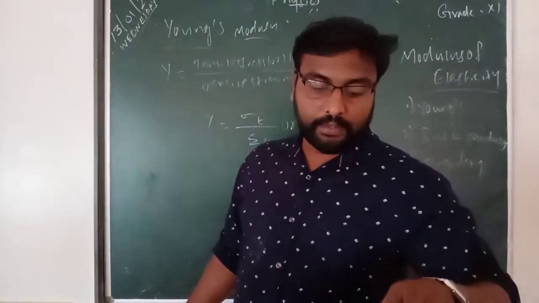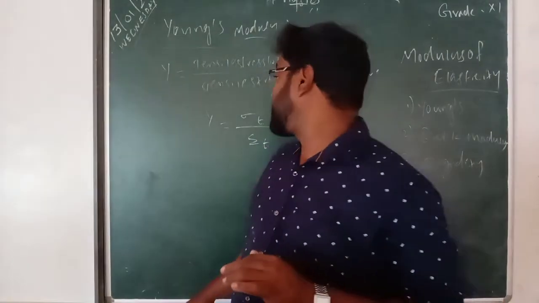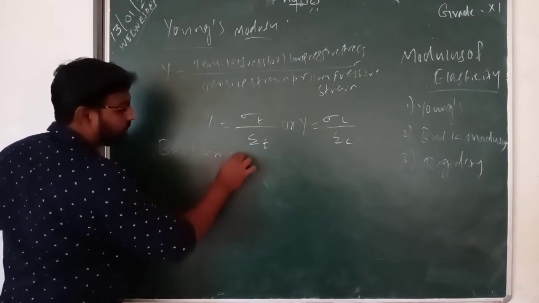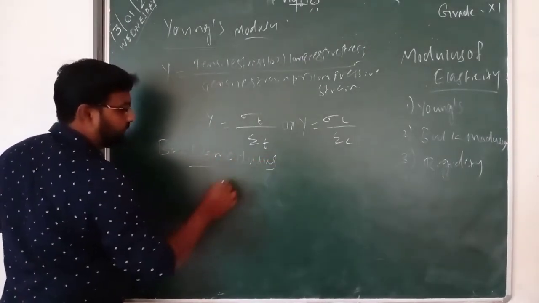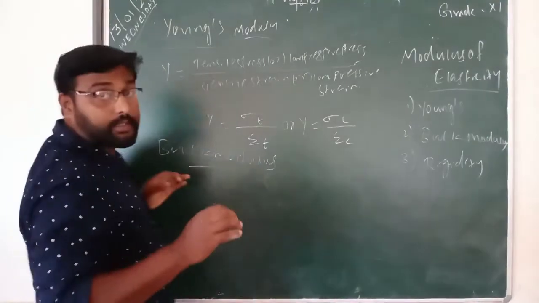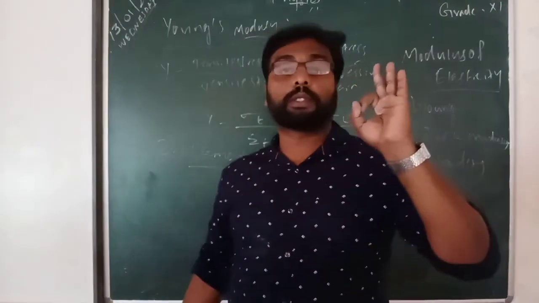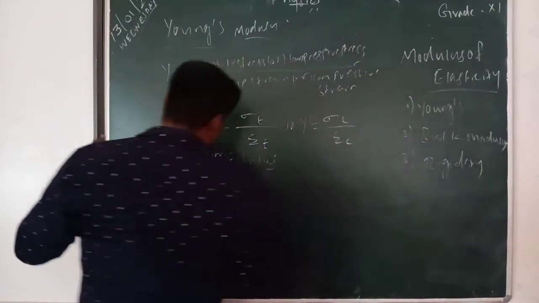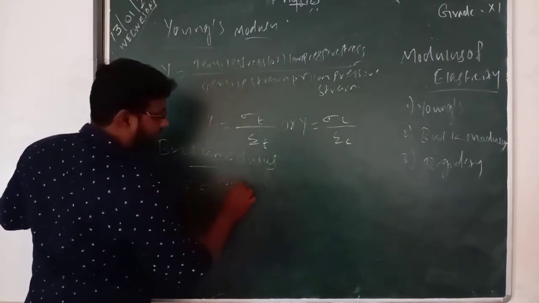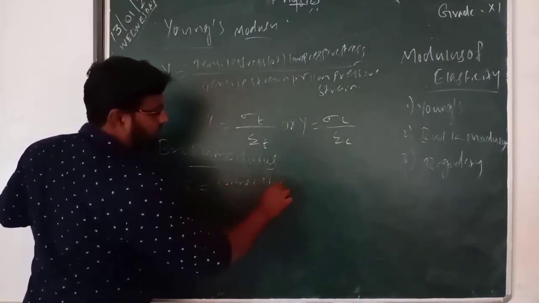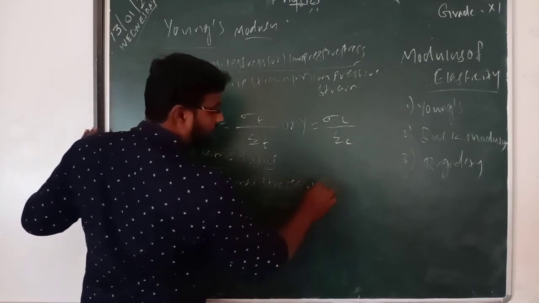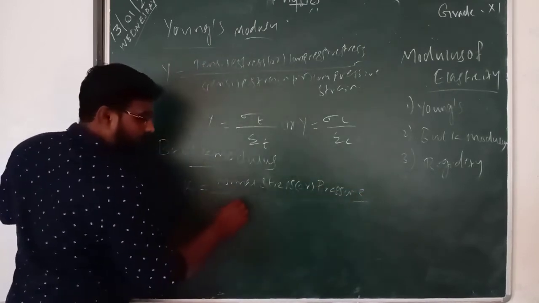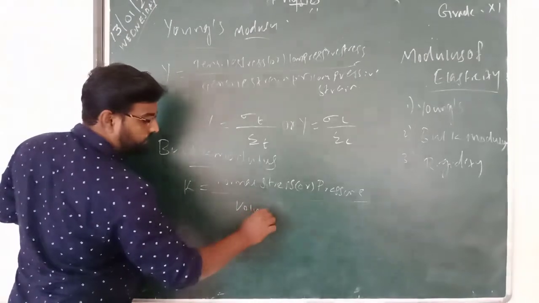Then the second thing is bulk modulus, on page number 56. The bulk modulus formula is the ratio between volume stress and volume strain. That is the bulk modulus. So K is equal to normal stress, or you can say pressure, divided by volume strain.